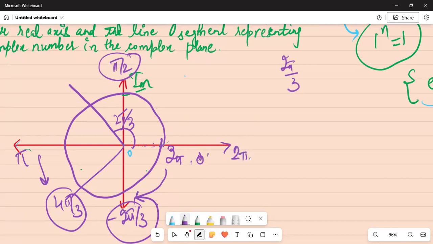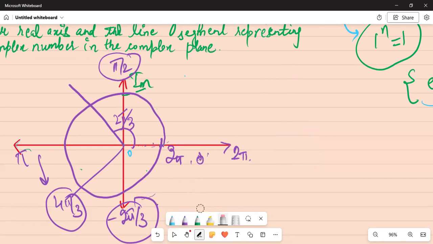Because if this is 2 pi, for example, and you subtract 4 pi by 3, you will be getting 2 pi by 3. Since it is in the negative direction, or the clockwise direction, it should be minus 2 pi by 3. So this is the principal argument. 4 pi by 3 was the argument. When the argument starts exceeding pi, then you have to consider your angle in the clockwise direction. So this is what we actually mean by the principal argument of the third root of unity.